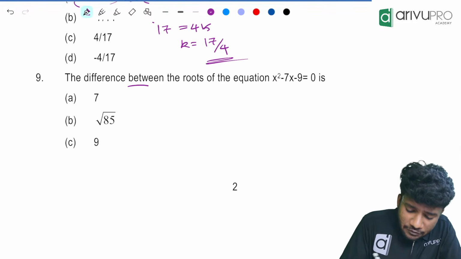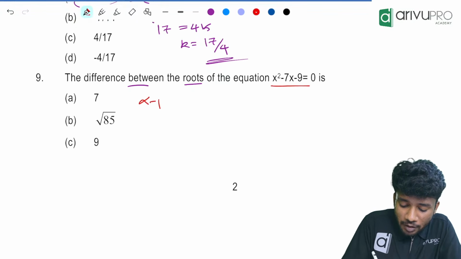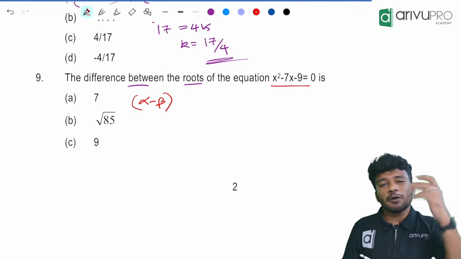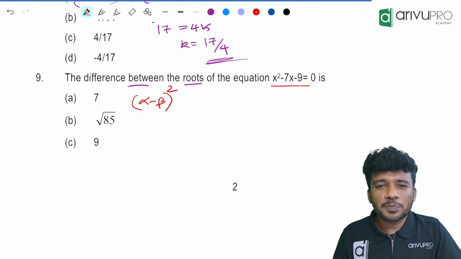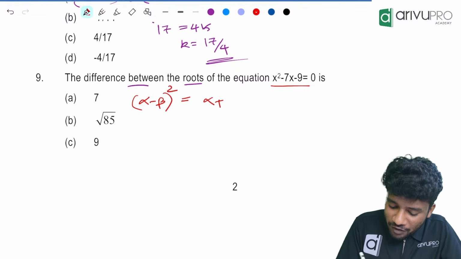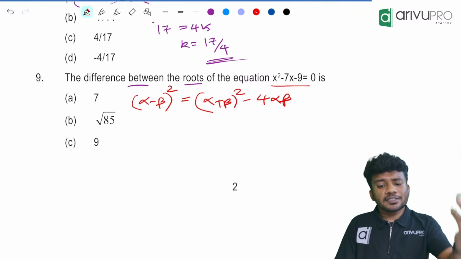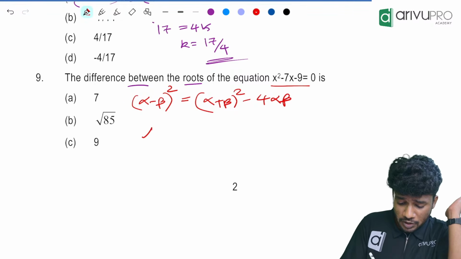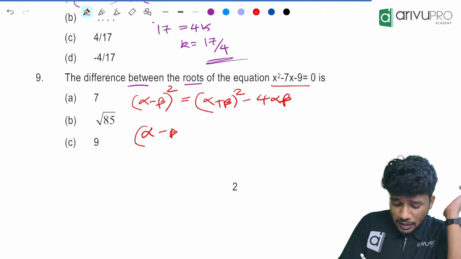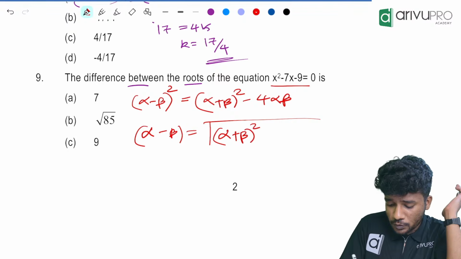Now, find the difference between the roots of the equation. Difference between the roots means we need to find alpha minus beta. We know the shortcut for finding alpha minus beta the whole square: alpha minus beta the whole square is alpha plus beta the whole square minus 4 alpha beta. From this I can write alpha minus beta is root of alpha plus beta the whole square minus 4 alpha beta.